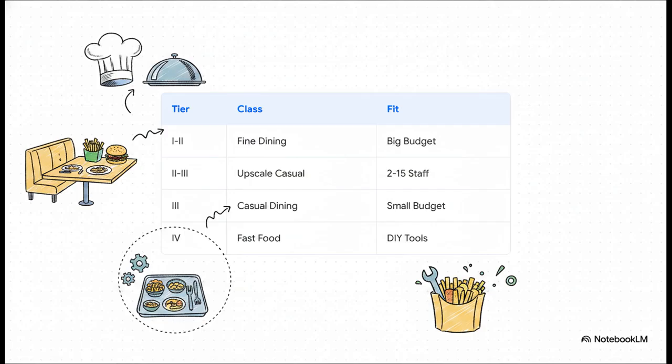It sits right there in the middle, functioning as a Tier 2 to 3 hybrid. It's uniquely targeted at mid-sized associations. We're talking 2 to 15 staff members, with operating budgets between $500,000 and $5 million. It is built specifically for teams that prioritize efficiency and convenience way over highly advanced granular customization.